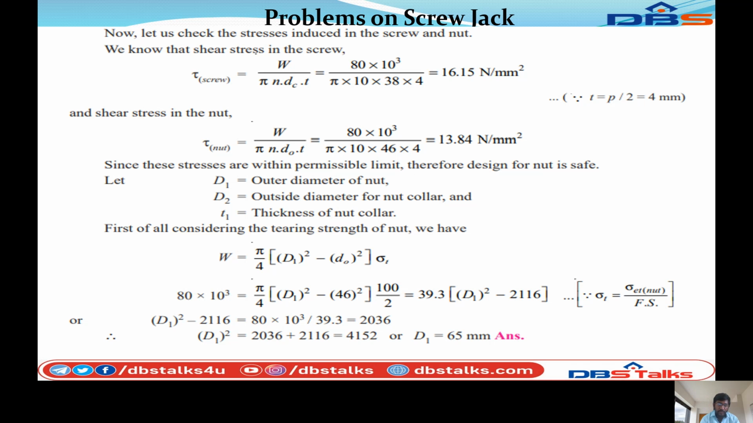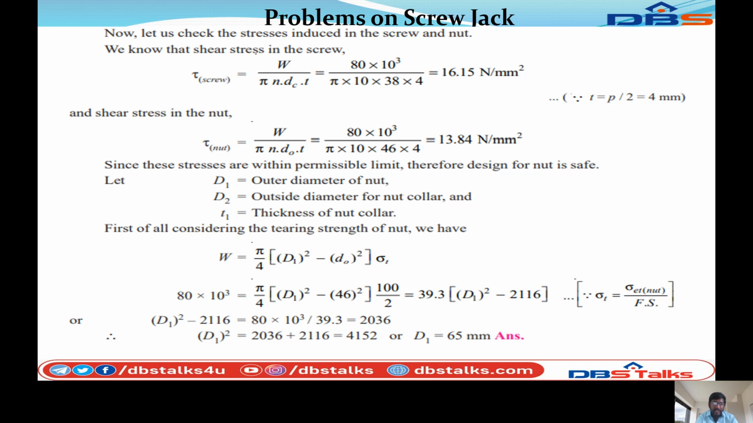Therefore d1 square is equal to 2036 plus 2116, that equals 4152. This is the d1 square. Since d1 is equal to the square root of 4152, d1 is 65 mm. So therefore we can calculate the inner diameter d1 is equal to 65 mm.